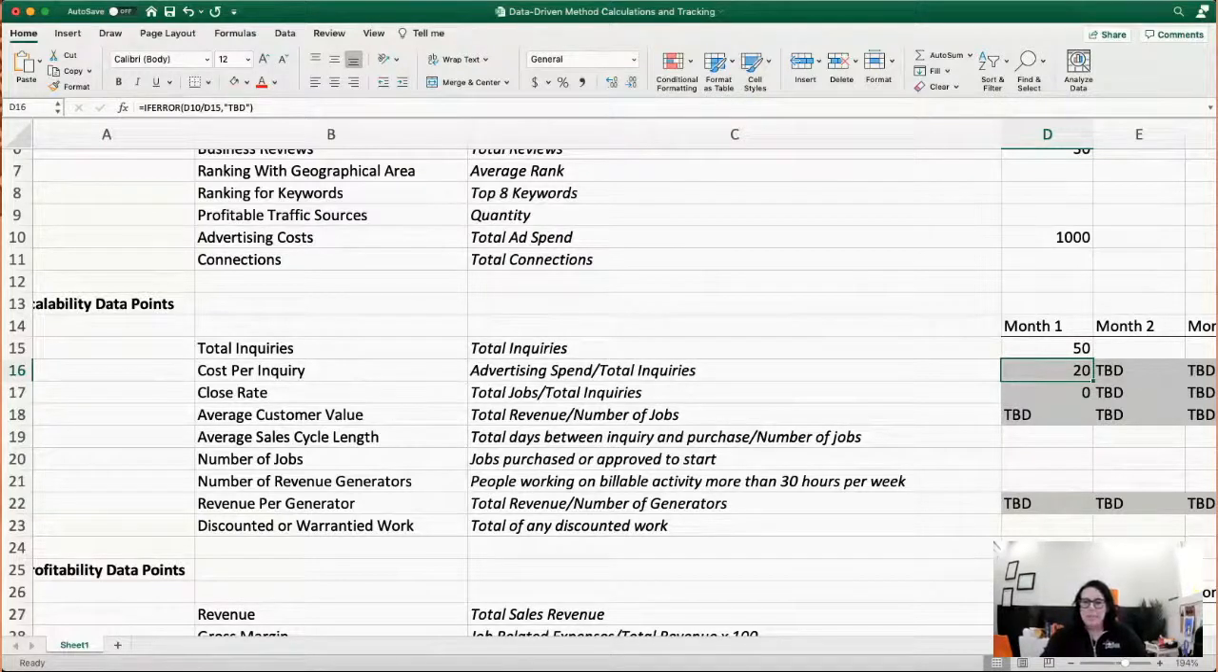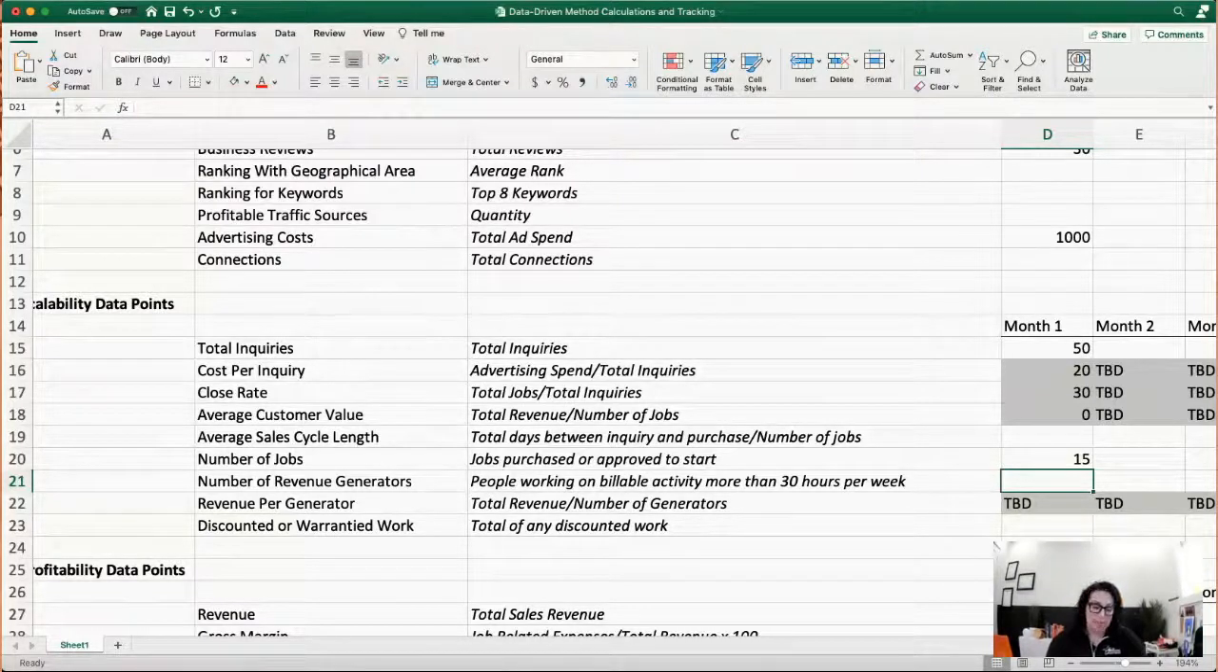So we're going to skip down to jobs purchased or approved to start. If we had 50 people that we spoke to, how many of those went on to book a job? If we said that we had 15 jobs booked, we know that we have a close rate of 30%. That is a metric that we can track, because if you're adding additional salespeople to your team, you want to know that your close rate is not dropping.